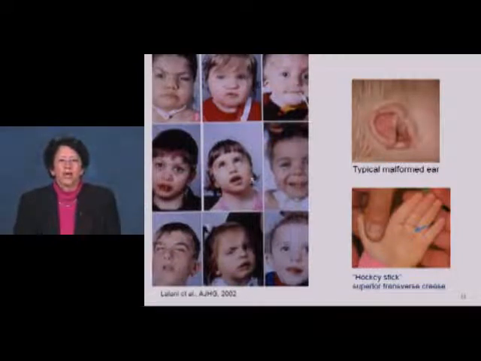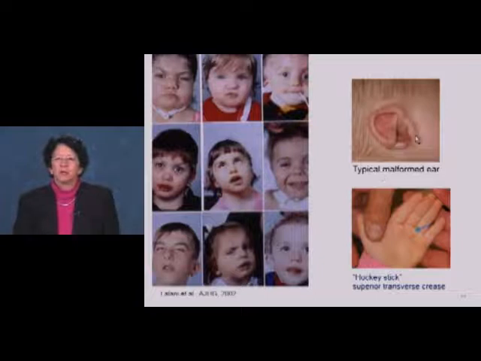Their face is flat. They tend to have a cleft, which gives them that flatness there. There are their ears, and they have asymmetry. This is a typical malformed ear in CHARGE. It's not a normally formed ear. We sometimes say that it's squared or windswept. This is something that we call a hockey stick crease. It's by no means pathognomonic, but it's more common in CHARGE.